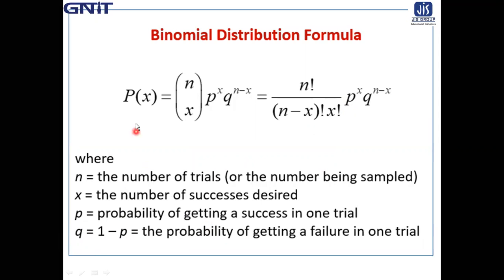Therefore, the PDF of random variable X is nCx, that is a combination, into P to the power x. This is the probability of getting a success in a trial, and the total number of successes is x. Q is the probability of failure in one trial, and n minus x is the total number of trials for failure. So it is Q to the power n minus x. That means it is basically factorial n by factorial n minus x into factorial x, into P to the power x into Q to the power n minus x.